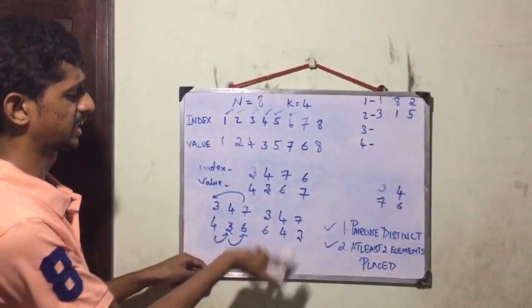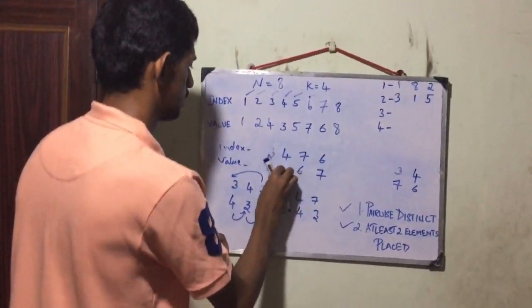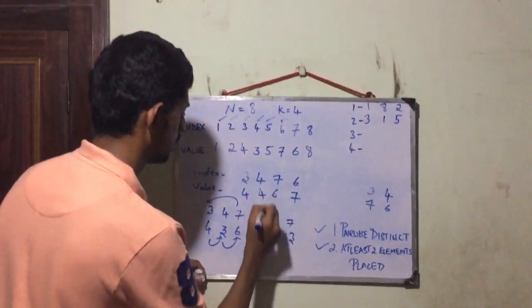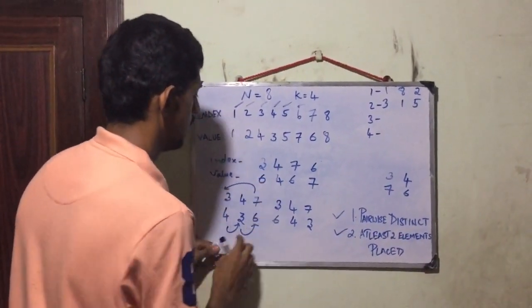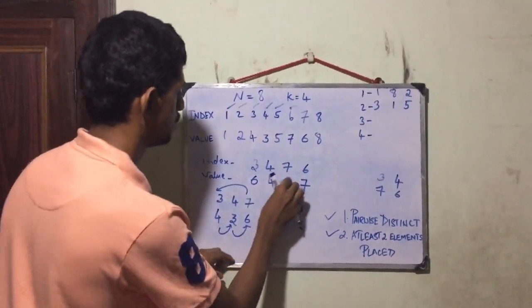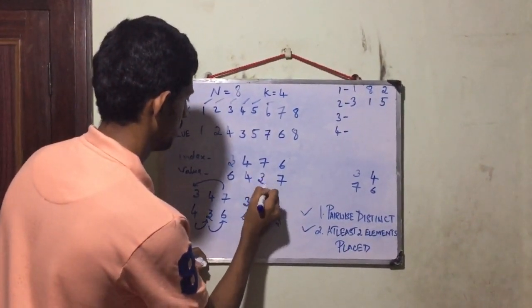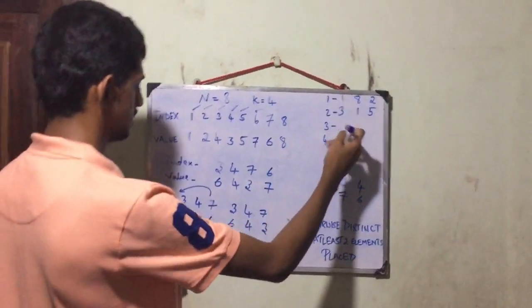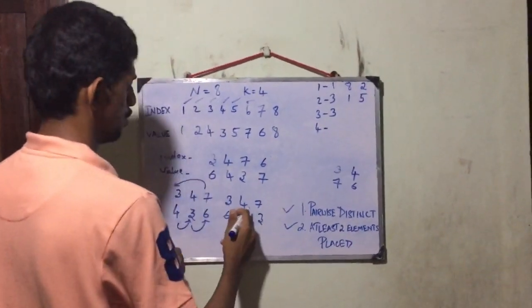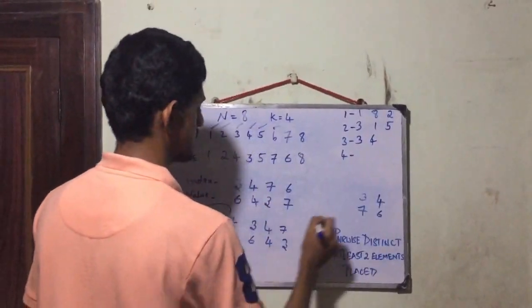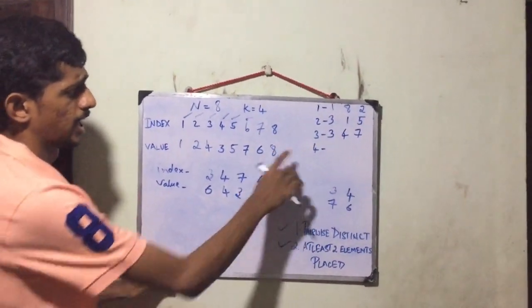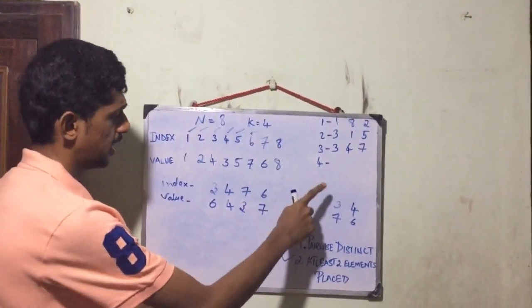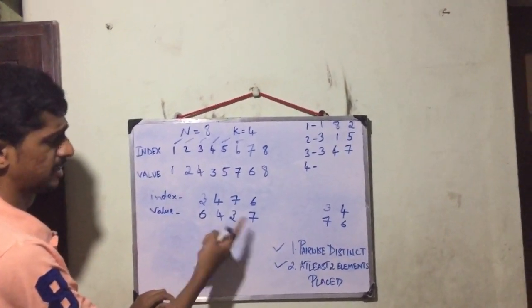So I'm just changing the corresponding values. In the 4th index it's 4. In the 3rd index it's 6. And then in the 7th index we have the value 3. So my operation is 3, 4 and then 7. Now I have only one operation left, and in that operation I have to place 3 elements.